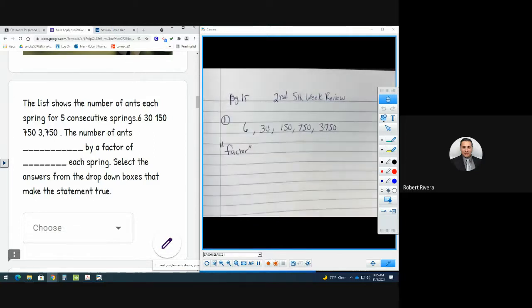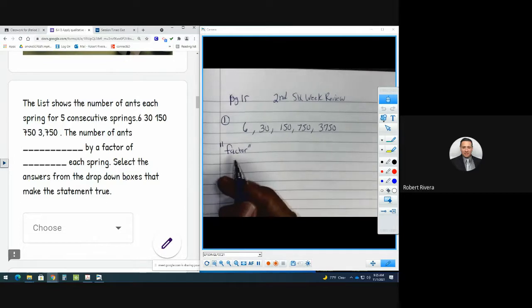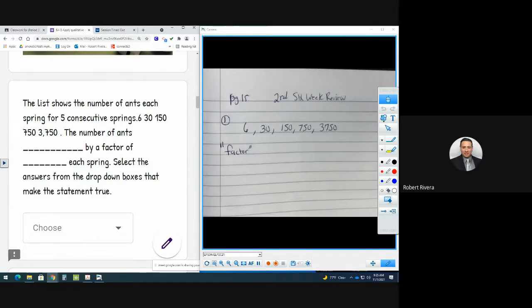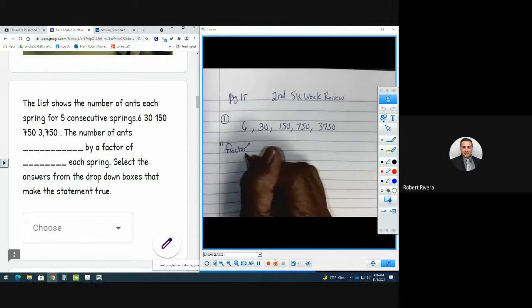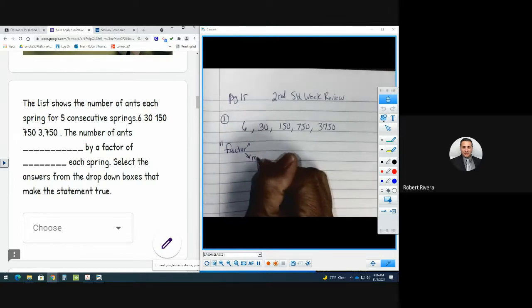Who remembers what a factor is from elementary? And I also talked about it here too. When we're simplifying, I talked about factors. So when you think of factors, you think of what? What operation do you think of when you think of factors? Huh? Very good. When I think of factors, I should be thinking of multiplication.